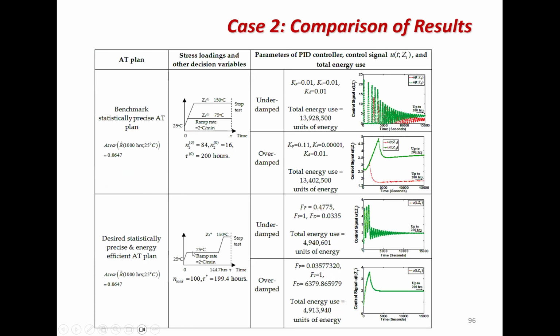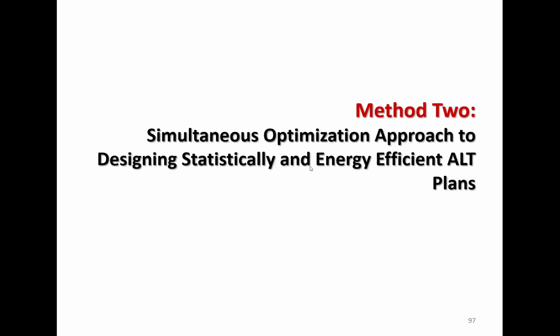But when we use our alternative testing plan, where stress loadings and testing time are determined, we can find our best setting for KP, KI, and KD, and it also shows energy consumption. It's much smaller than the benchmark plan. So in other words, even for different cases, whether the PID controller is adjustable or unadjustable, we can always deal with the controller design to try to minimize the energy consumption.